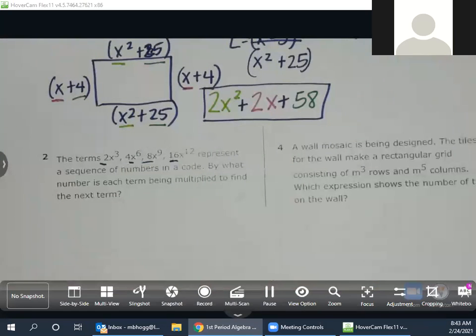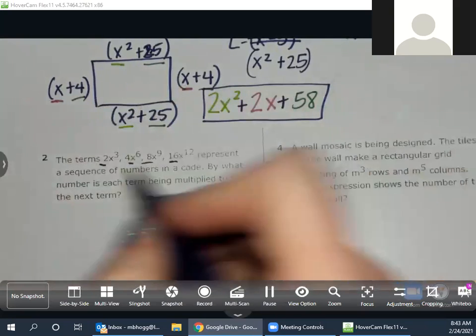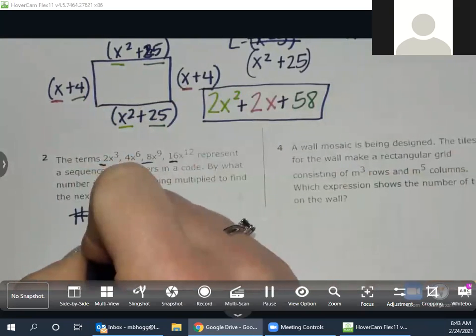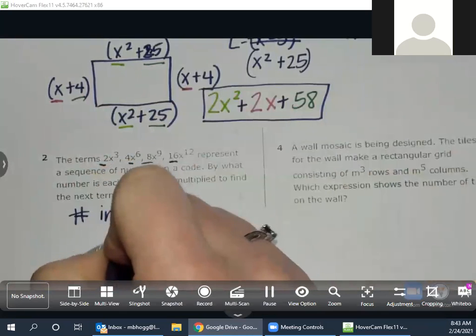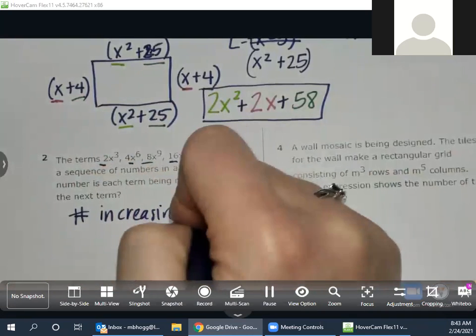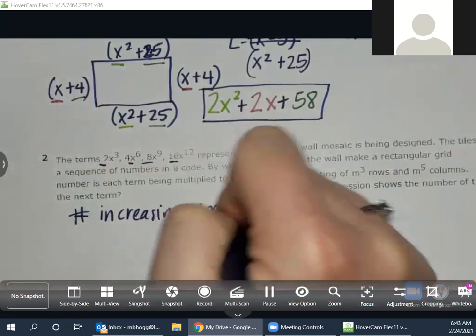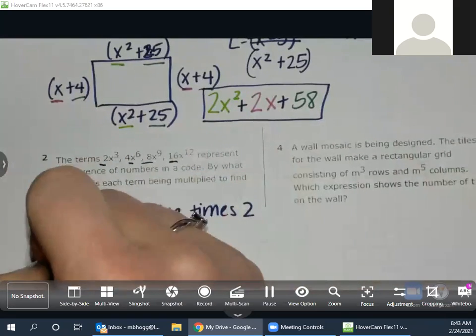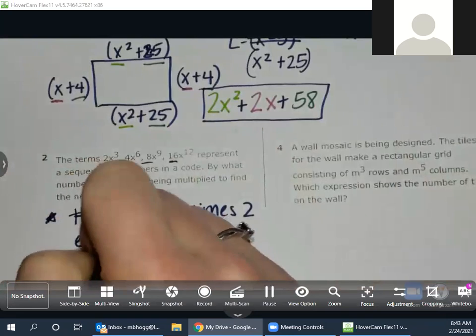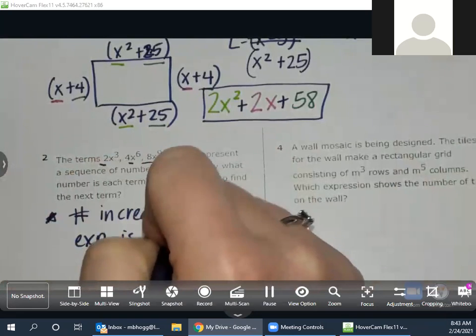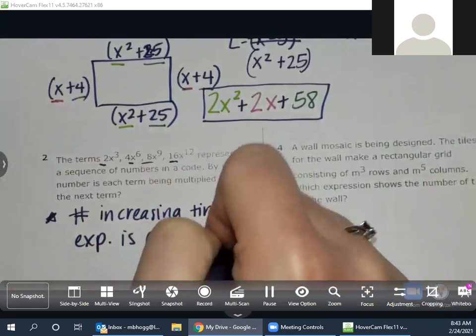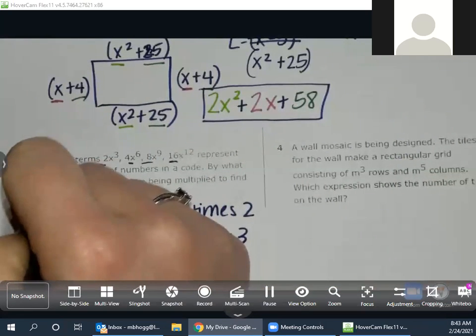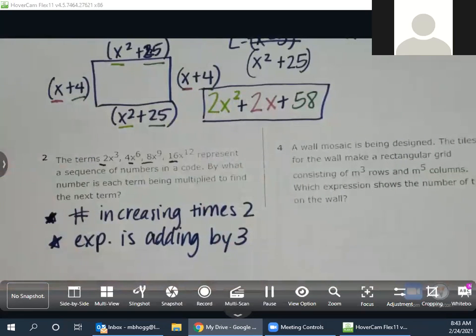All right, so we have the number is multiplying by 2 and the exponent is adding by 3. So I'm going to write that down just so you see that the number is increasing times 2. I'm just going to write these notes here. And the exponent is adding by 3. Okay, those are the notes that we have. That's what we have analyzed here.